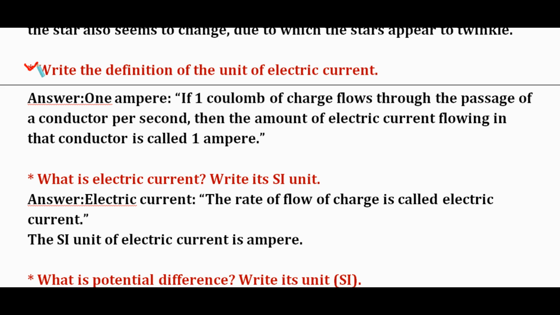Next question. Write the definition of the unit of electric current, 1 ampere. If 1 coulomb of charge flows through a cross-section of a conductor per second, then the amount of electric current flowing in the conductor is called 1 ampere. Next question. What is electric current? Write its SI unit. The rate of flow of charge is called electric current. The SI unit of electric current is ampere.